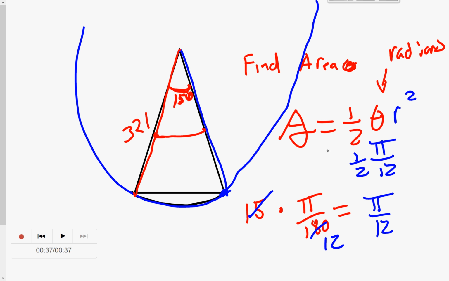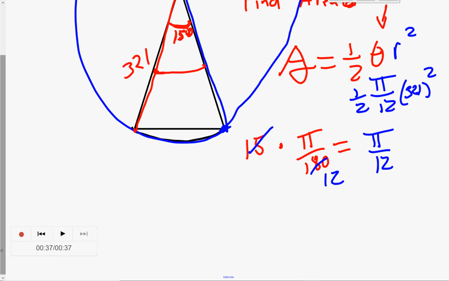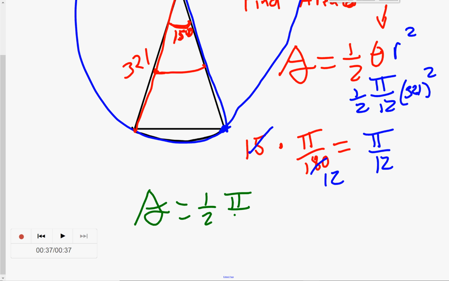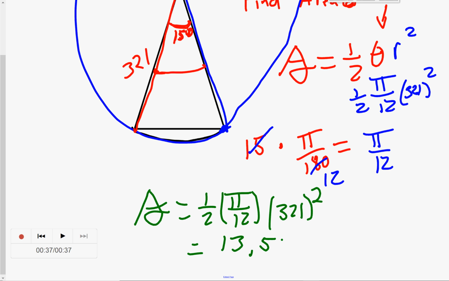And here my r is 321. 321 squared. So if I go ahead and do this out, I get the area of a sector is 1/2 times pi over 12 times 321 squared. And so I can take that on a calculator and multiply it out, and I get approximately 13,500 meters squared. And so that's how you do area of a sector.